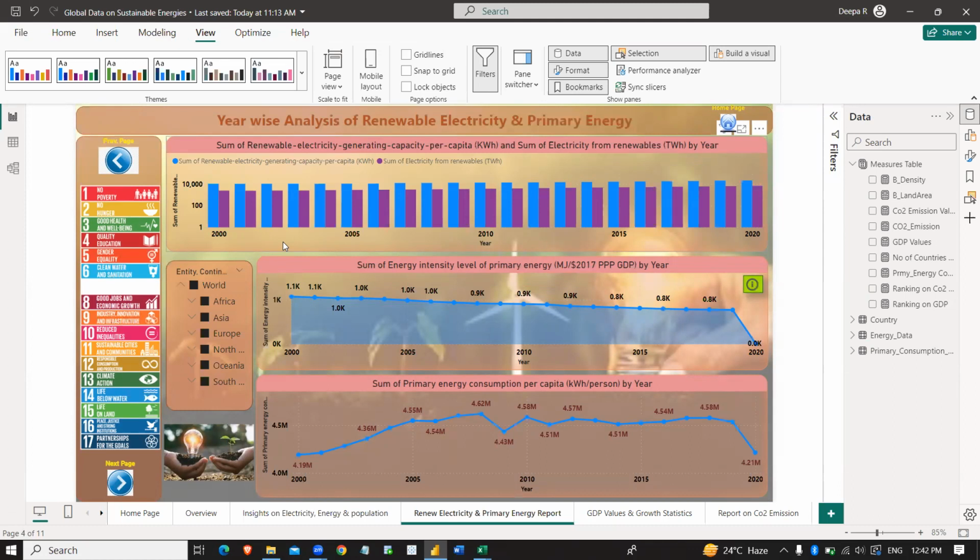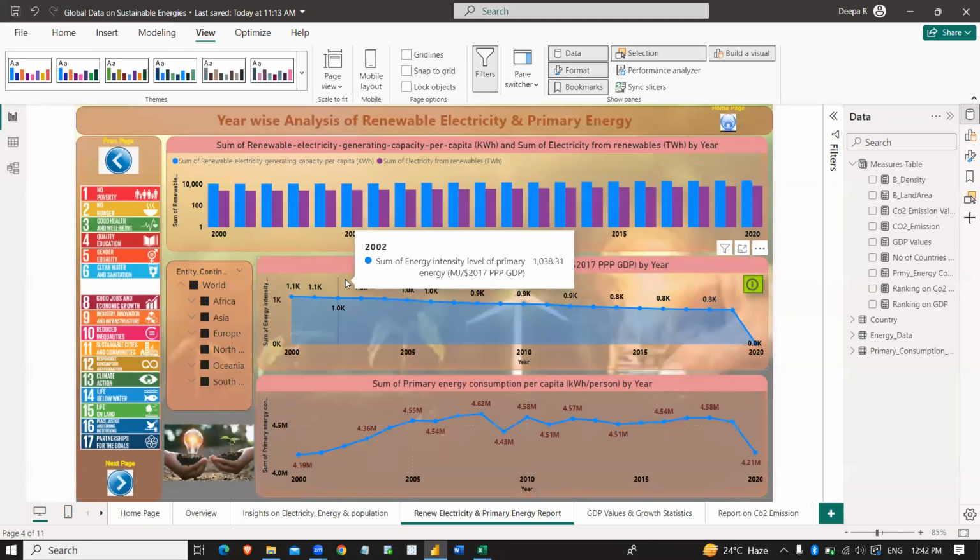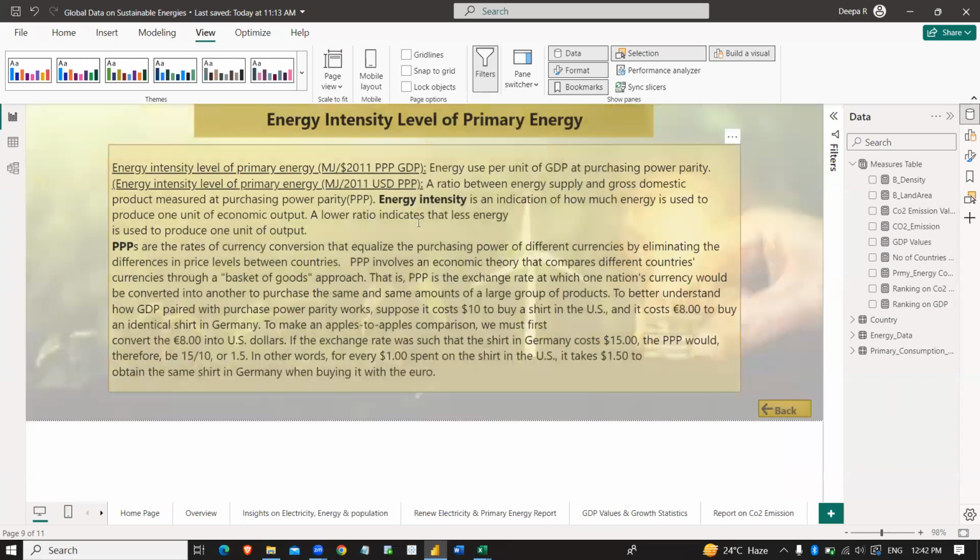And here I have used an area chart showing the sum of energy intensity level of primary energy. I want to explain this particular term, what do you mean by this PPP, or what do you mean by this energy intensity? So let me take you to this info button. So this energy intensity level of primary energy.